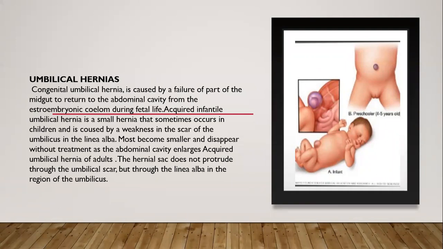Now what happens is that if the viscera fail to go back in that given period of time, the baby is going to be born with a hernia. And that hernia is known as an umbilical hernia. So I think I've explained everything about it.